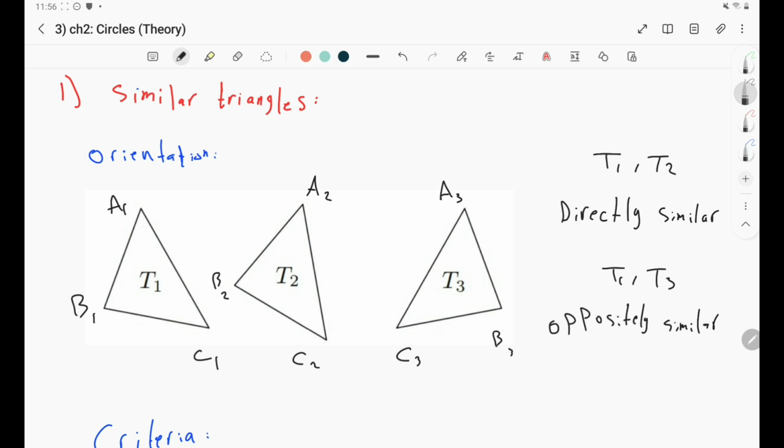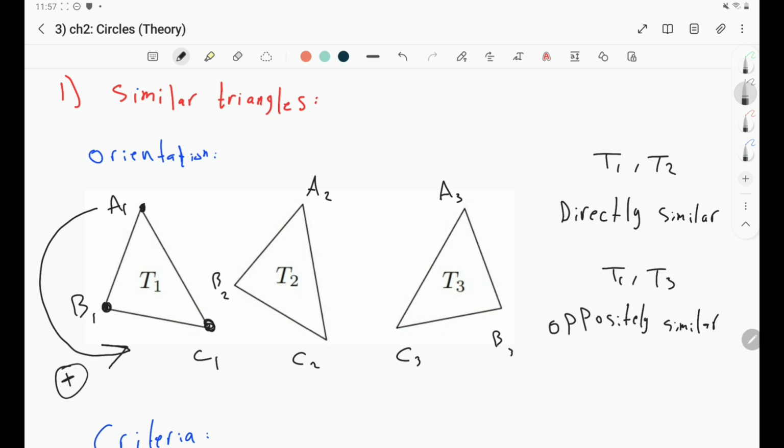Anyway, how do we know that they are directly similar or oppositely similar? The idea is really simple. After you name the vertices in the same way so that the angles are equal, now follow this idea. Look at the orientation of these. Here, we start with A, then we go to B, then we go to C. So we're going in this direction, right? Is it clockwise or anti-clockwise? This direction is clearly anti-clockwise, right?